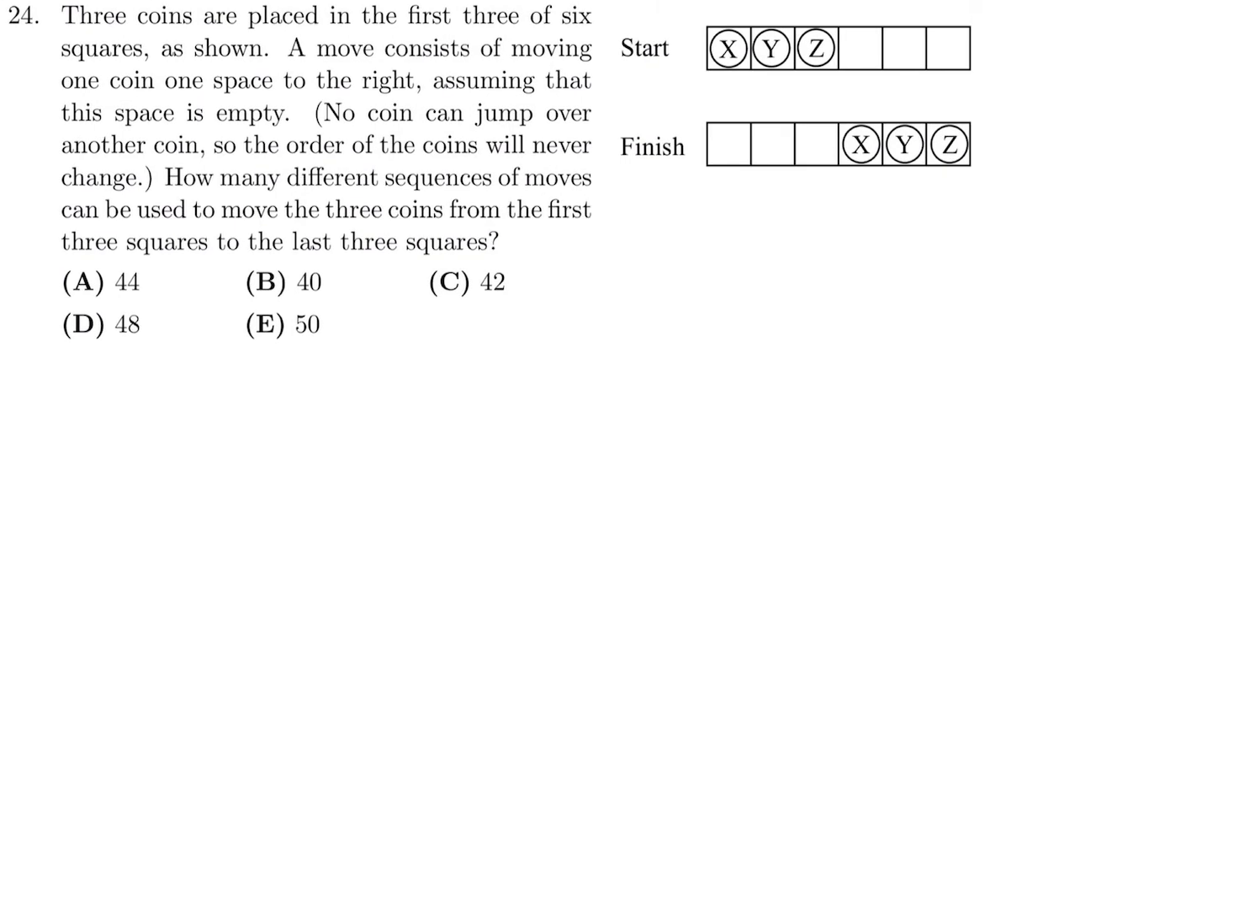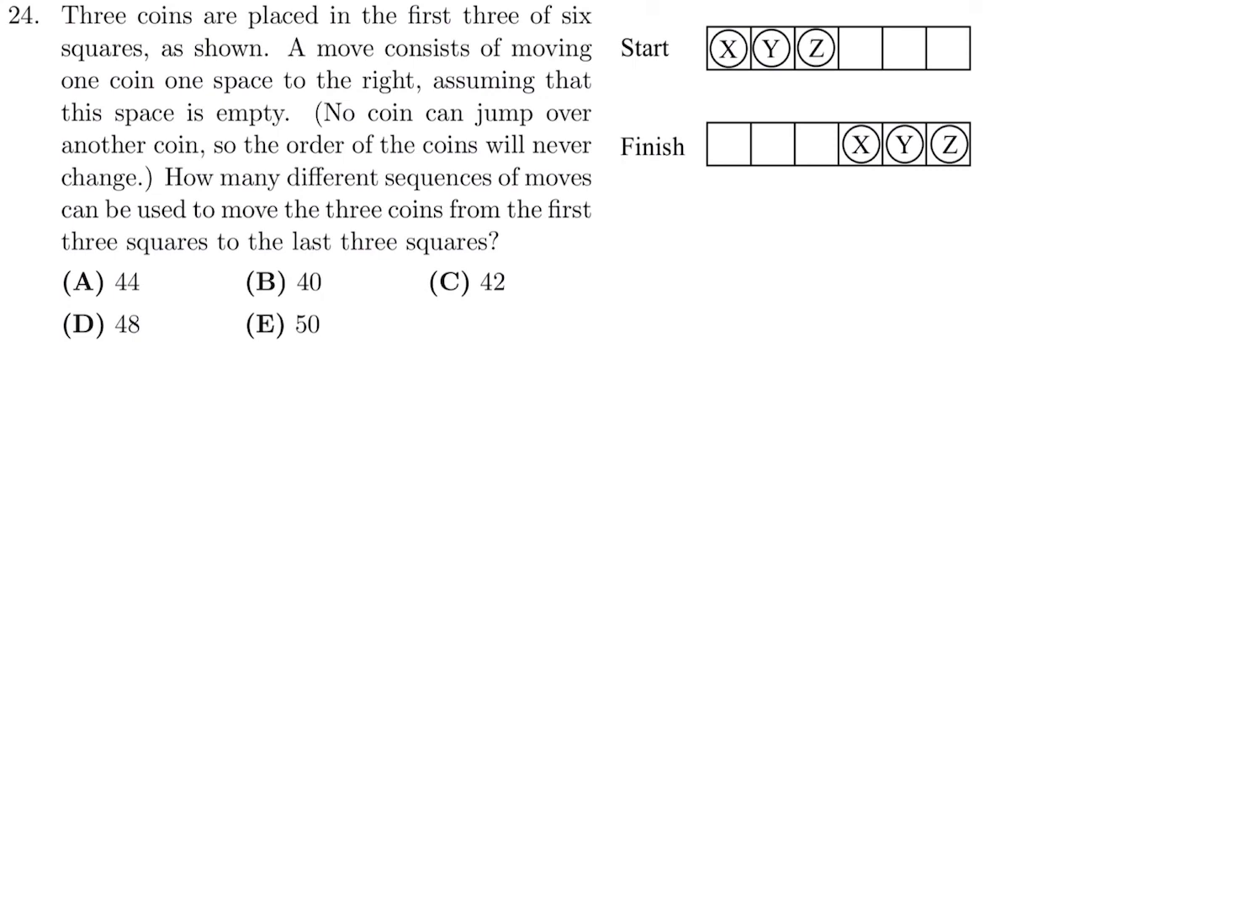Three coins are placed in the first 3 of 6 squares as shown. A move consists of moving one coin one space to the right, assuming that the space is empty. No coin can jump over another coin, so the order of the coins will never change. How many different sequences of moves can be used to move 3 coins from the first 3 squares to the last 3 squares? A few things we have to establish.